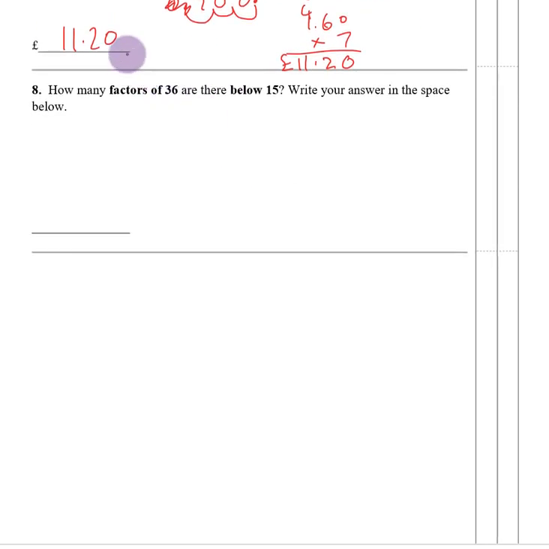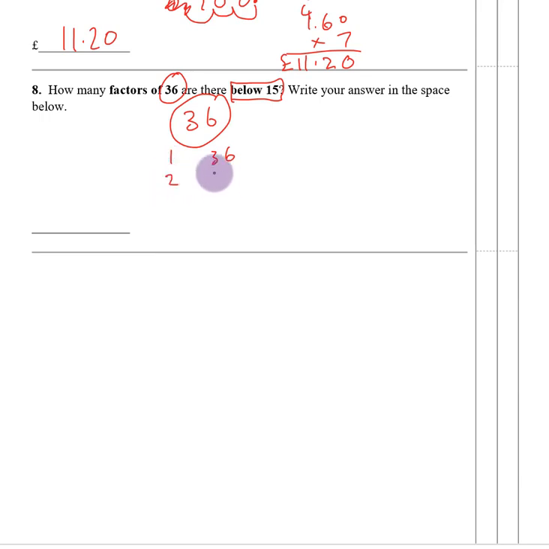Number 8. How many factors of 36 are below 15? So we need to find all the factors of 36 and then see how many are below 15 effectively. So 36, always do these in pairs. So I think 1, 36. And do them in order. Start with 1, 2, 3, 4, work your way through, and then you'll get everything.